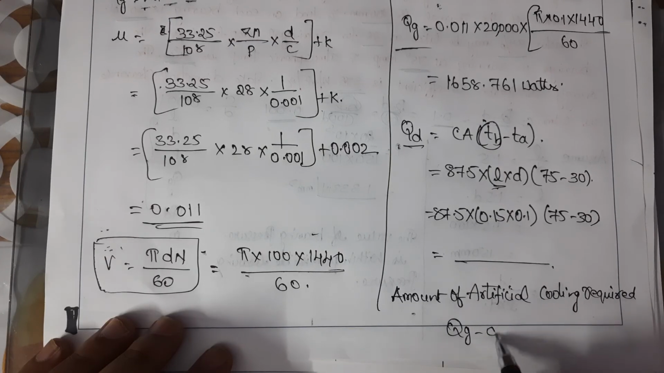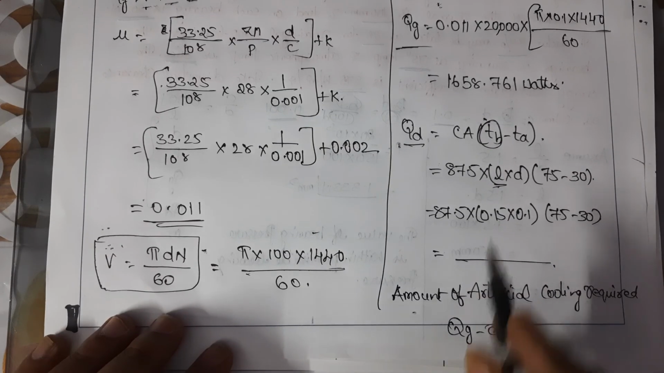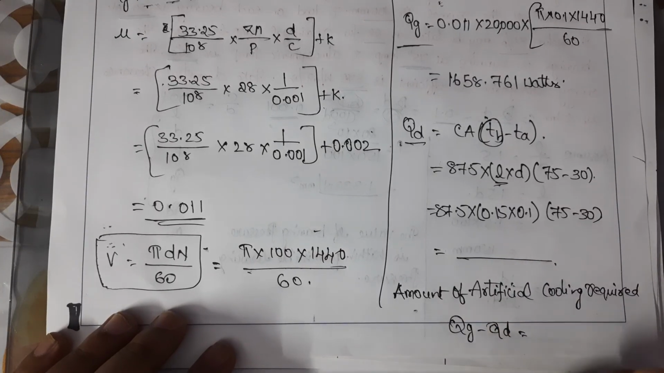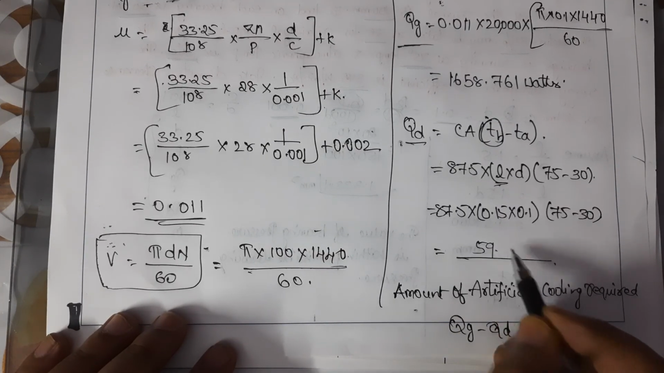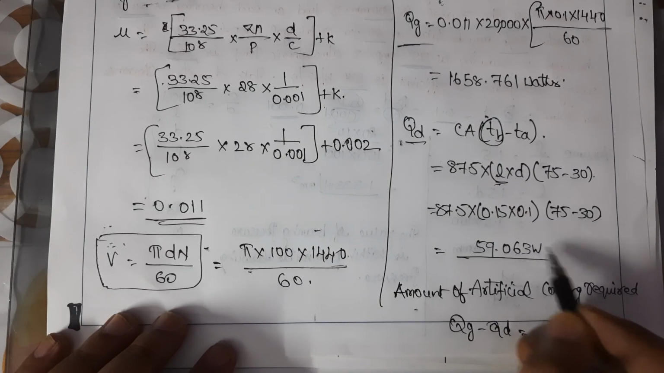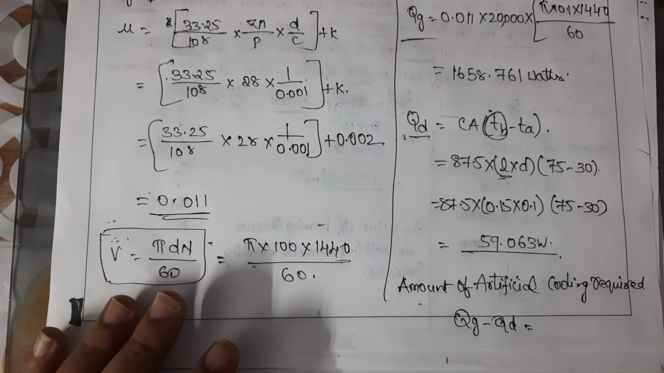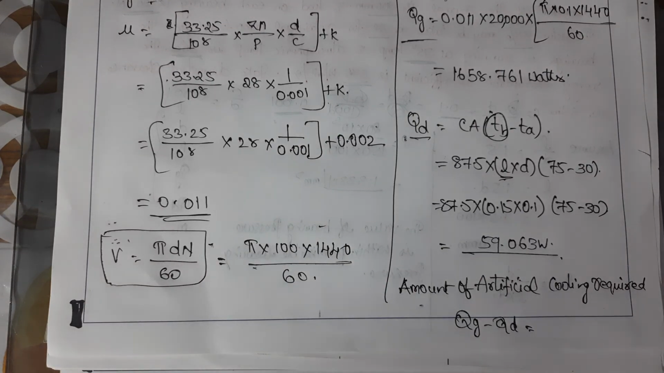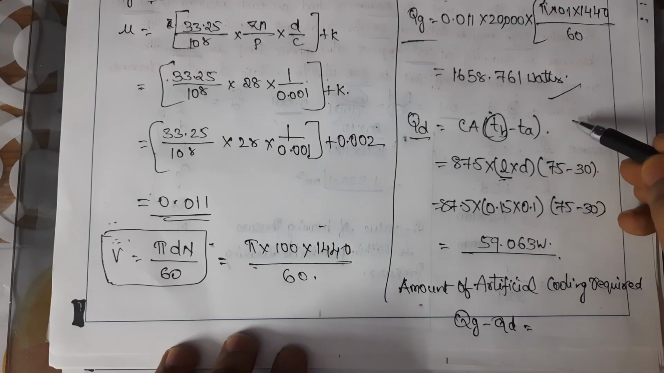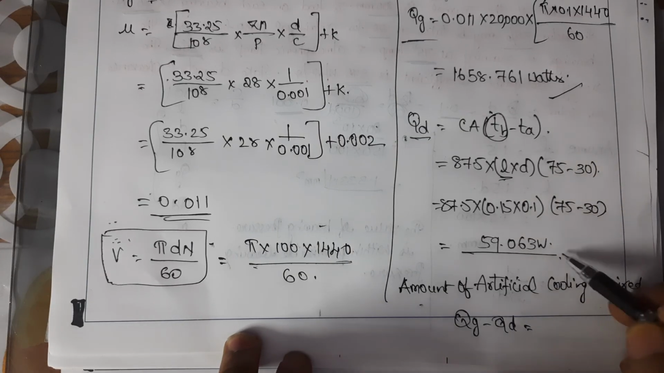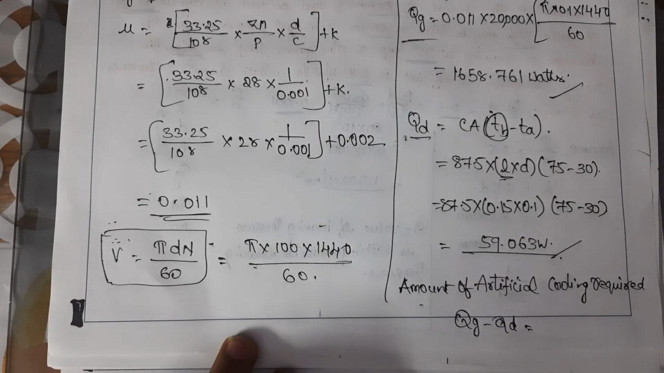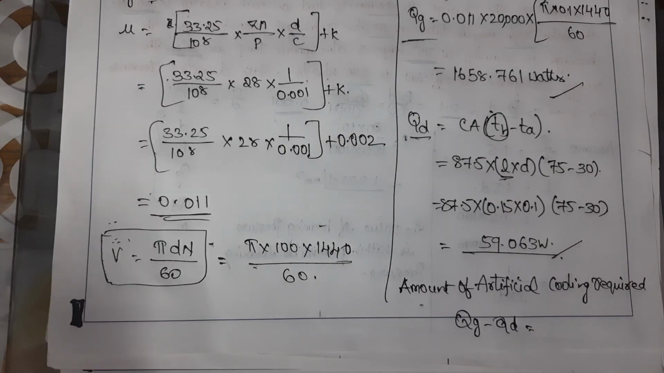Qg minus Qd, that is equal to, the Qd value I have got around 59.063 watts. Just check the value and tell me the answer. If any one of you got a different answer, we will check that. Okay, so here the heat generated is 1658 and the heat dissipation is 59.063, so obviously we need an artificial cooling. Okay, that is the end of your first problem related to bearings.